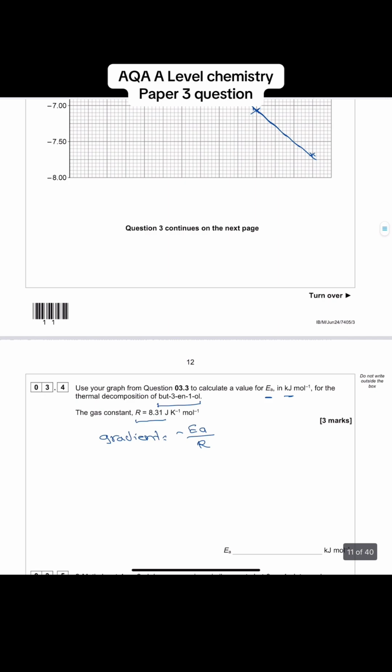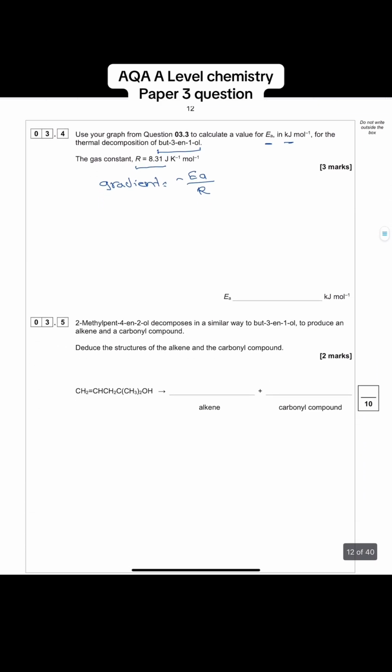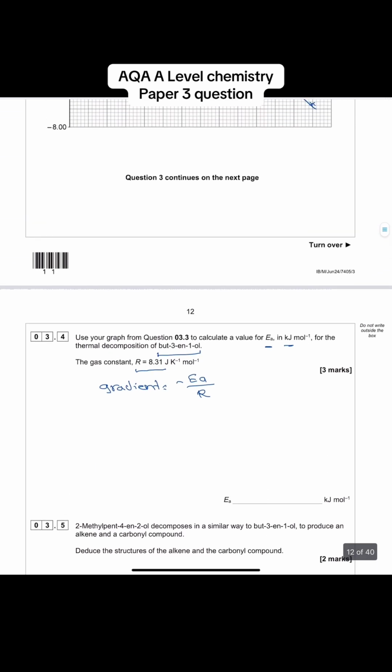Normally for these types of questions, because you draw the best fit line, which is a straight line, but at the same time it doesn't go through all the points, there's a range of accepted values. So the 20,000 lies within the accepted range. So the gradient for me equals minus 20,000.